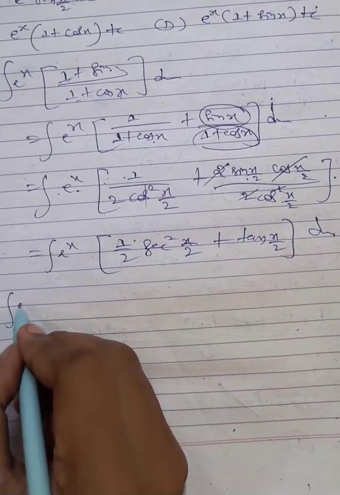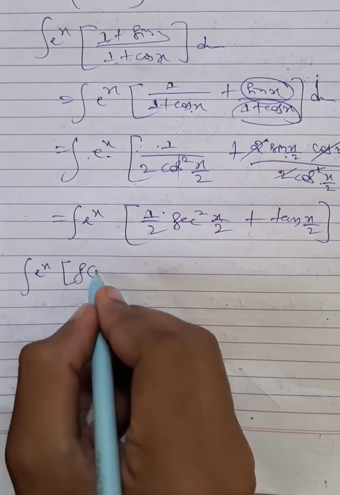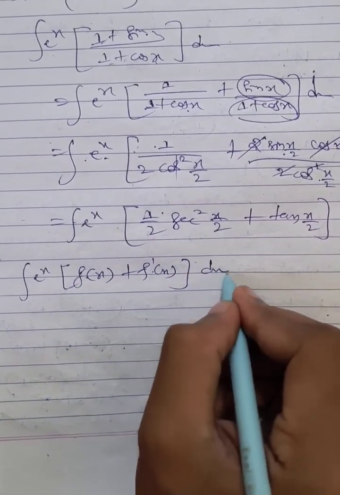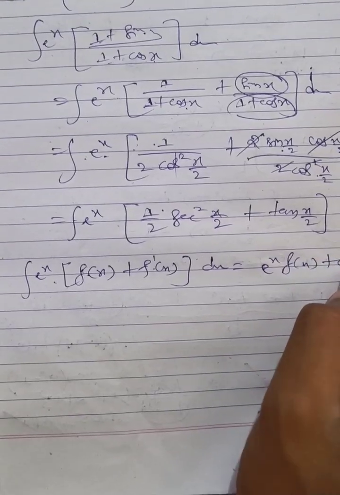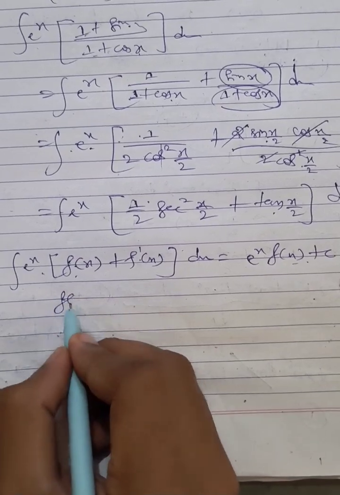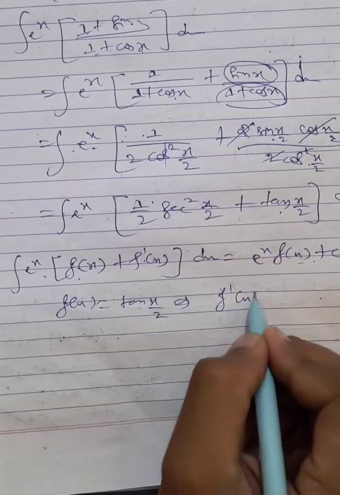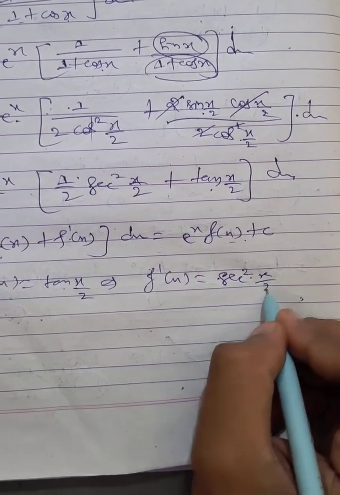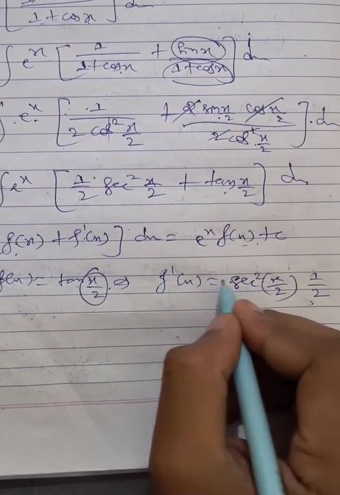Now we know the property: whenever you have integration of e raised to x into, in the bracket, f of x plus f dash of x, where f dash x is the derivative of this function, its answer is always e raised to x into f of x plus c. Here if you take f of x equal to tan x by 2, take the derivative of this. The derivative of tan is secant square x by 2, then according to the chain rule, take the derivative of x by 2, that is 1 by 2. So we have f dash x.